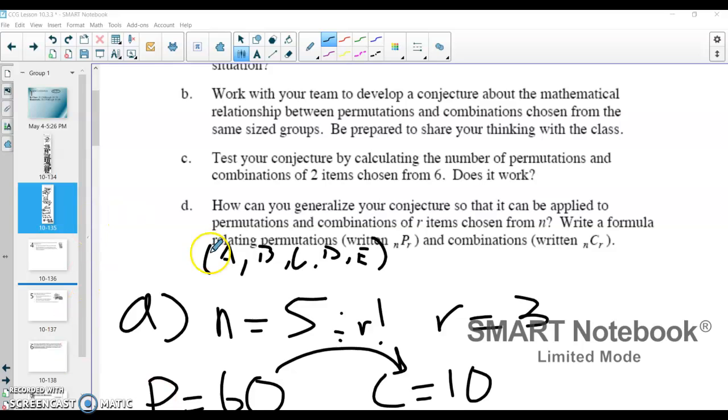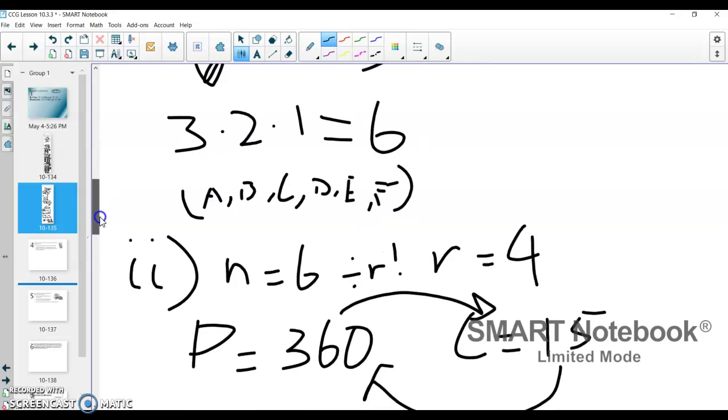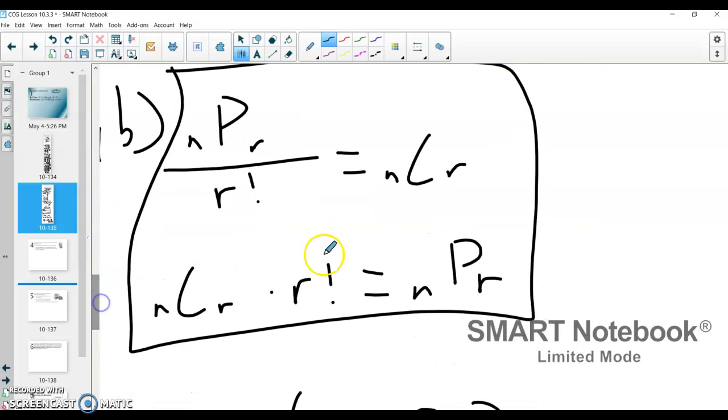So the last part I left off on would have been part D, and it says how could you generalize the conjecture from part B, written as permutations and combinations, without really even realizing it. That's what I did down here, and so I'm not going to redo it. It's just reinforcing that idea that we could do permutations divided by the decisions factorial, which gives me my combinations, or if we wanted to work opposite of that, we could do combinations times the decisions factorial and get our permutations, and we're going to apply that in the last problem.